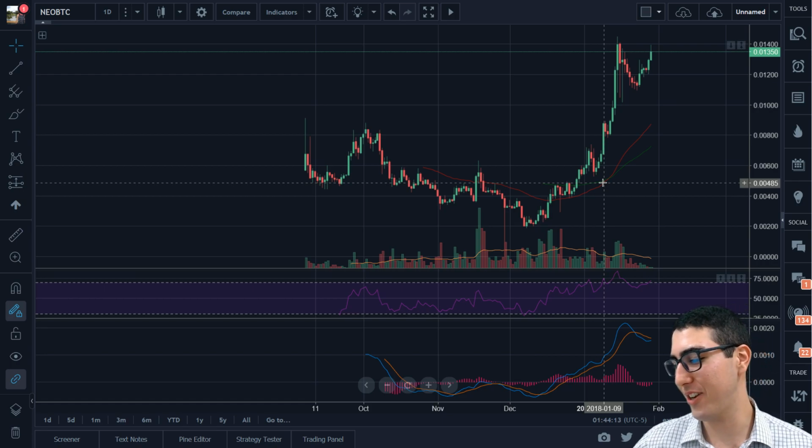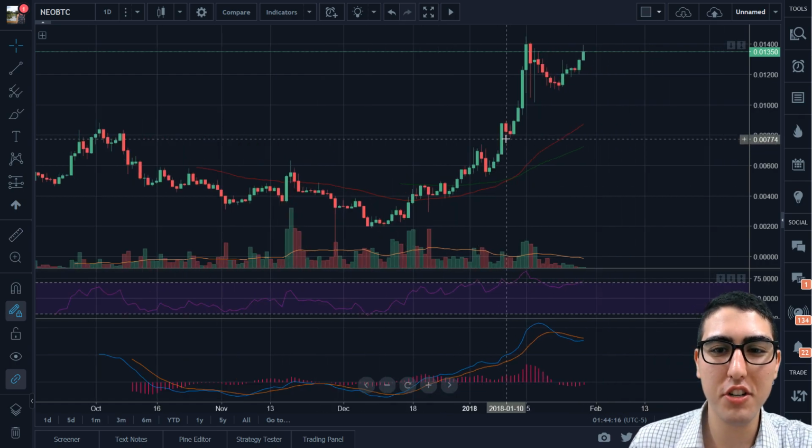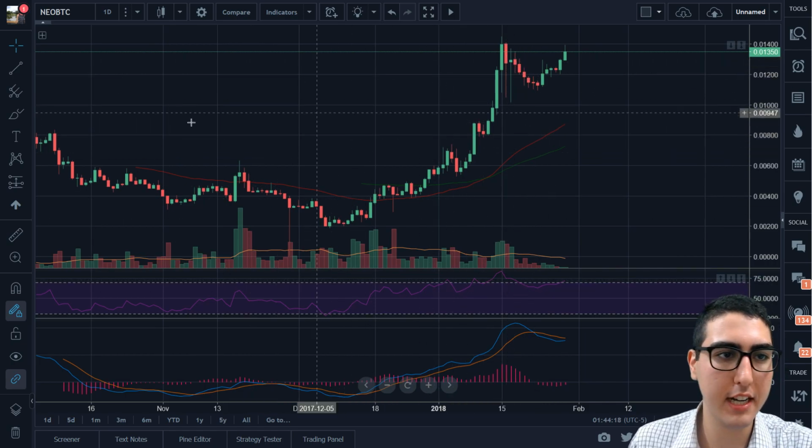Let's pull up NEO BTC. How do we use Fibonacci retracement? So the Fibonacci level is an age-old principle.